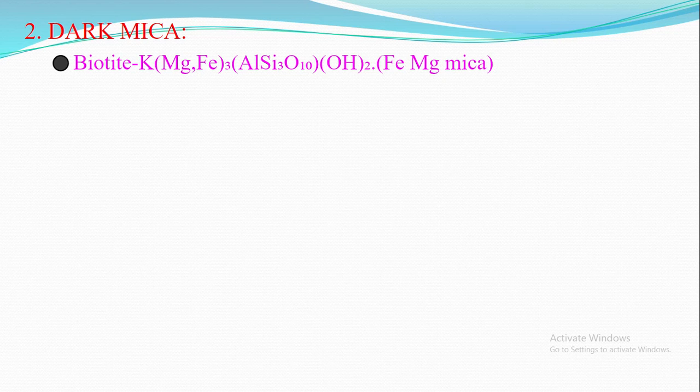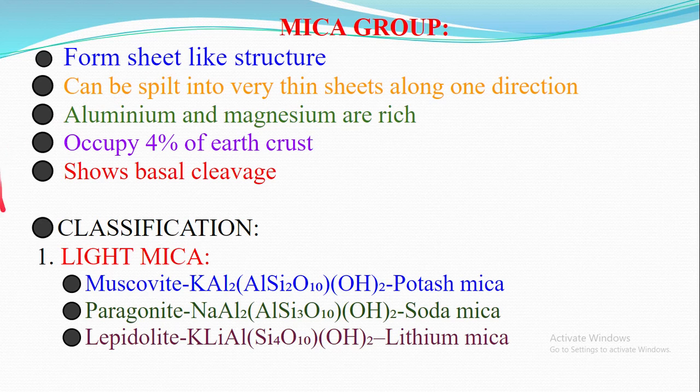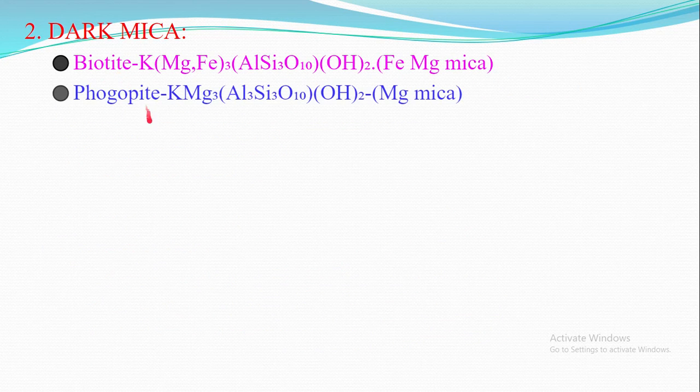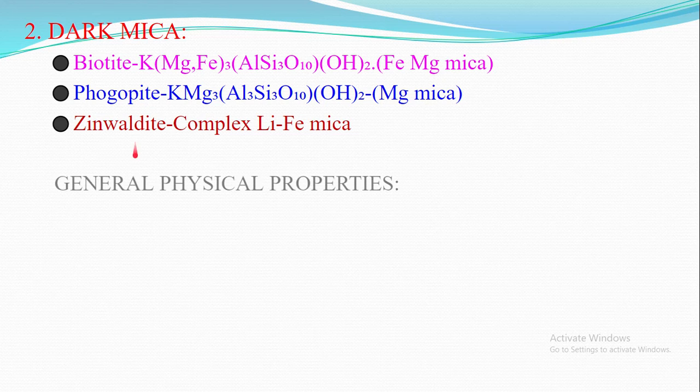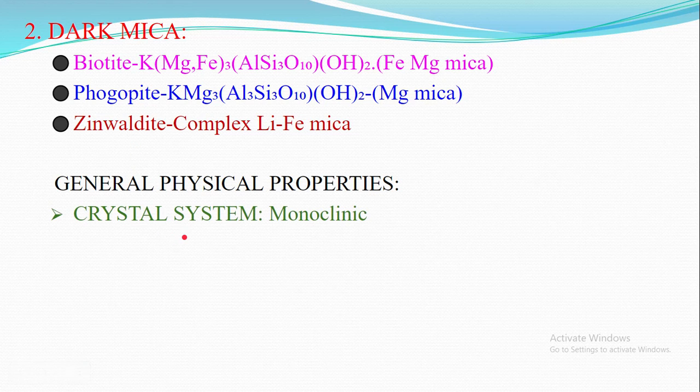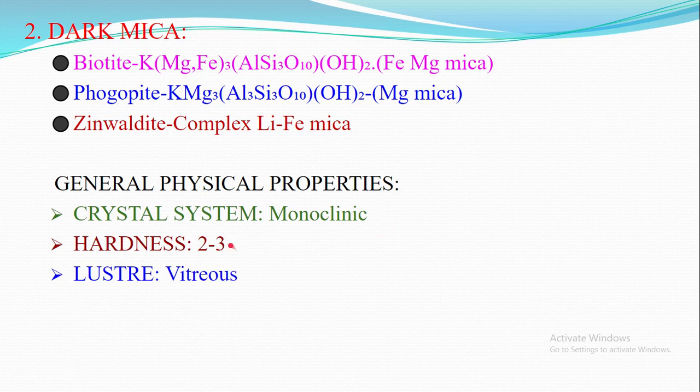Okay, if the flakes are light in color, we commonly refer to it as muscovite. If these flakes are dark in color, we commonly refer to it as biotite. These are some of the members of the mica group. So these are the chemical composition. The crystal system is monoclinic. Hardness is very low, 2 to 3. So the rock which is mainly composed of mica will be a weak rock.